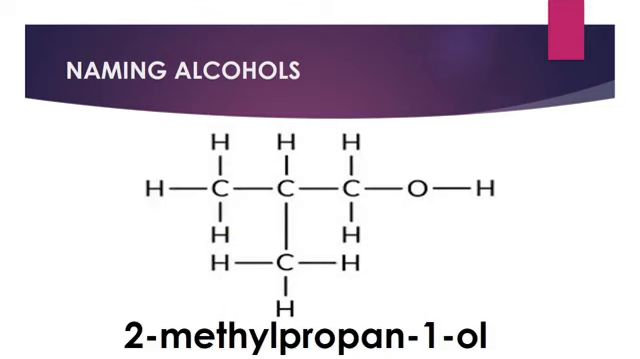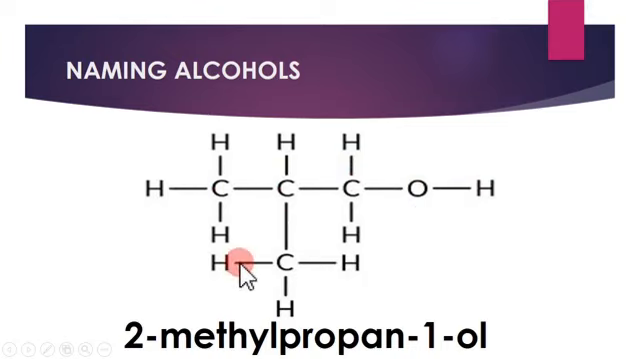Now let's have a look at this one. With this one, we can see there are other substituents. We have a methyl group here. Now let's look at the longest chain. How many carbons are there? That's 1, 2, 3. That's prop. Now where are we going to start numbering? From the side that is closest to the functional group, the hydroxyl group. So this is 1, 2, 3.